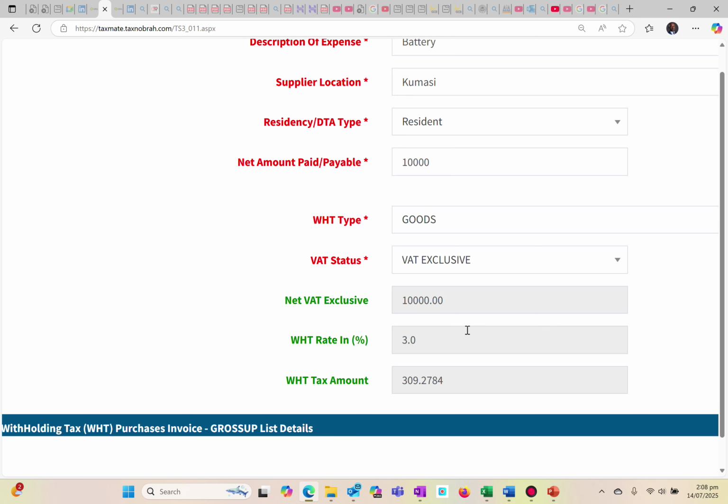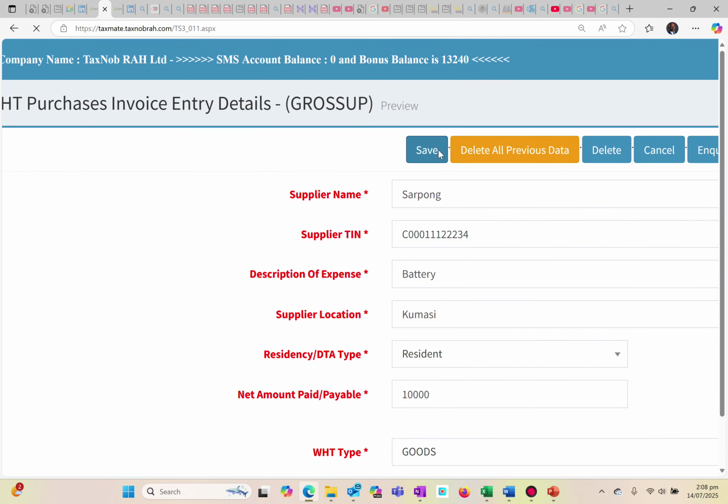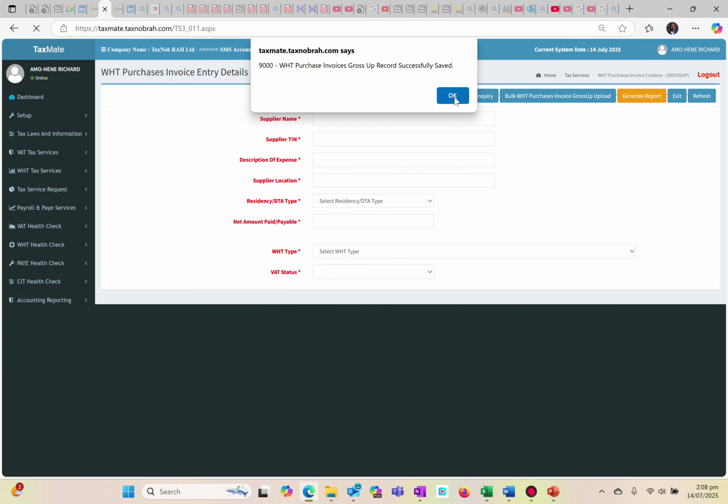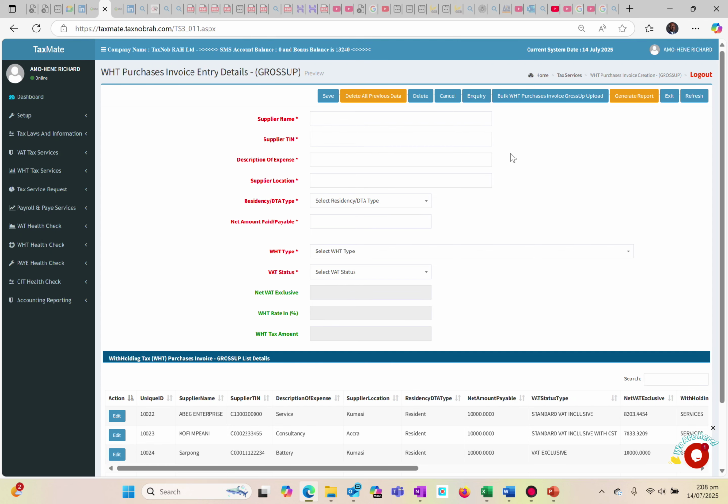So we are going to gross up the same 10,000. This is easy for you. It doesn't do any further calculation. It just determines that VAT exclusive, we are going to gross up the same 10,000. Let me also save it over here. That's fine. So this is how we populate our gross up.